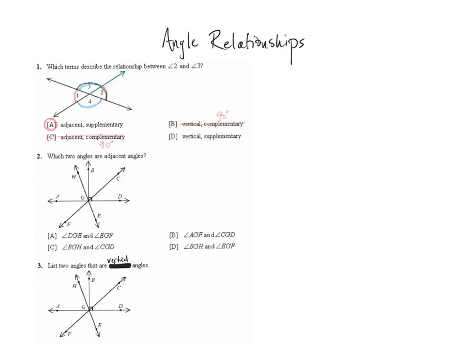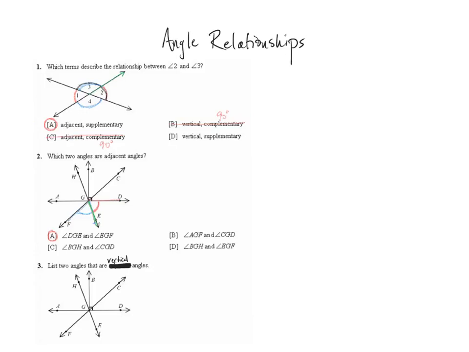In question number 2, it says, which two angles are adjacent angles? So I'm just going to go through the answer choices, and we're going to try to identify what relationship each answer choice has. So A says angle DGE. That would be this angle right here. Let me color that red. And angle EGF. That would be this angle right here that I'm coloring blue. You'll notice these two angles do share a common side, which is the definition of adjacent angles. So it does appear that answer choice A answers the question.